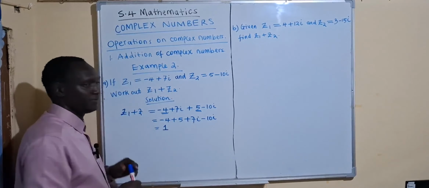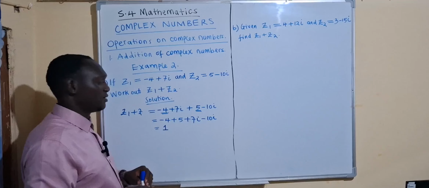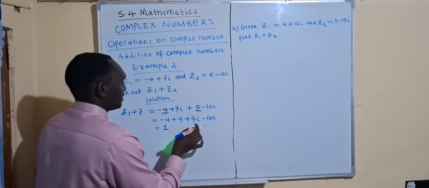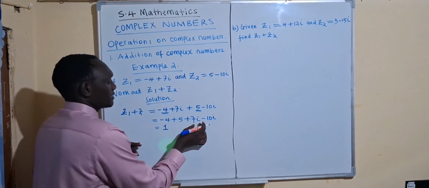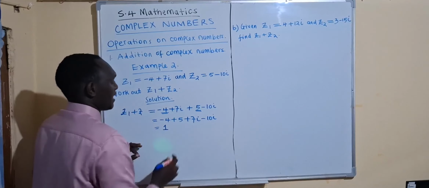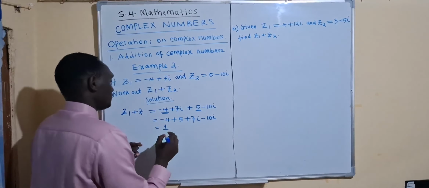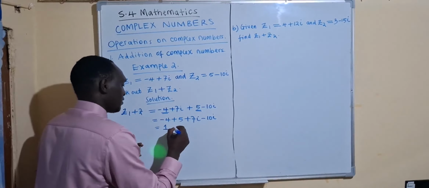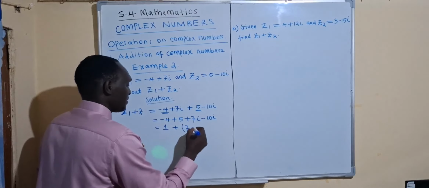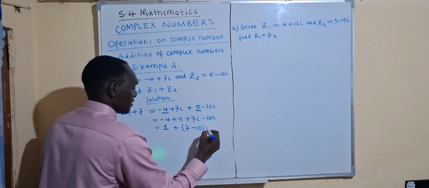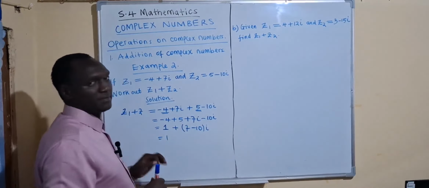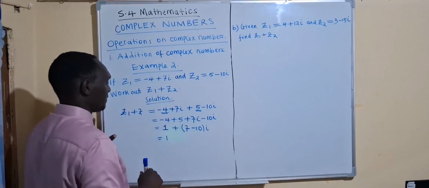Negative 4 plus 5 is simply the same as 5 minus 4. And then we come to 7i, which is the same as positive 7 minus 10i. To easily visualize it, let me first factor out i. So I'll put here plus 7 minus 10. I factored out i. What is 7 minus 10? 7 minus 10 is negative 3.